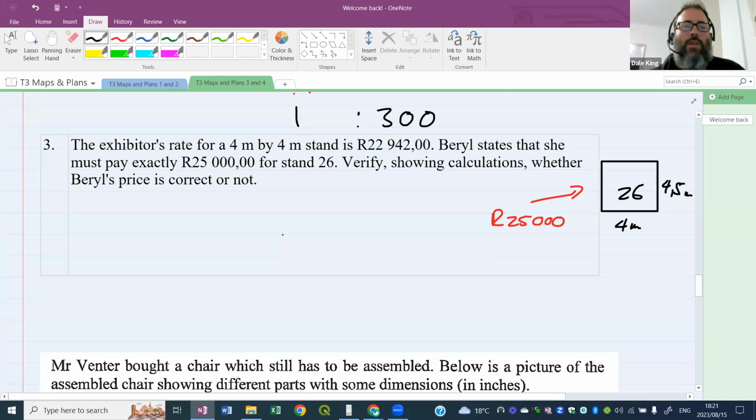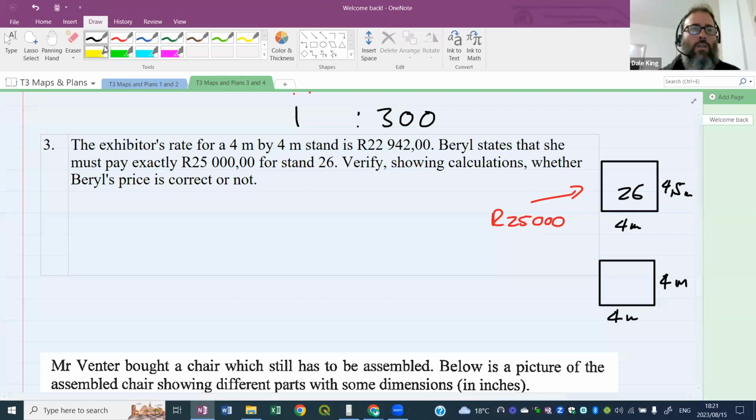So for a 4 by 4 meter stand, I'll draw it underneath here. A smaller one. This costs 22,942. Should the top one cost 25,000? How can we compare these two things? We've got to compare apples with apples here. So how can we compare these two things?